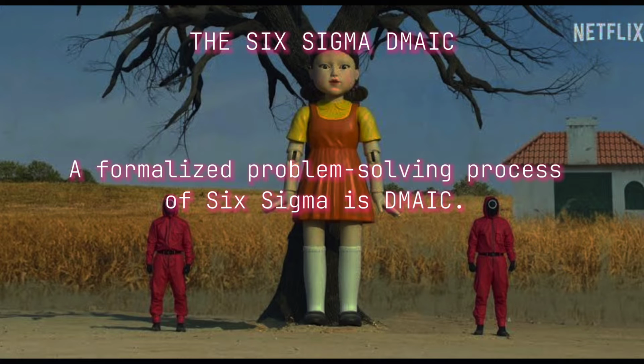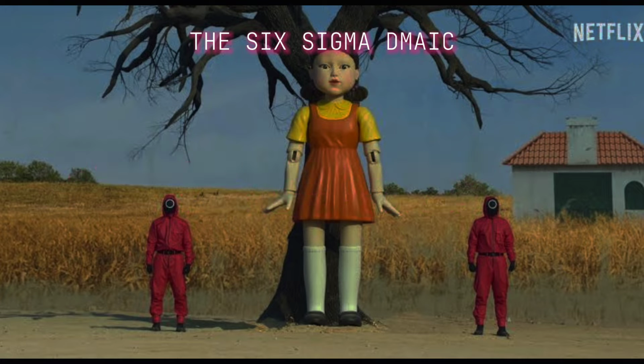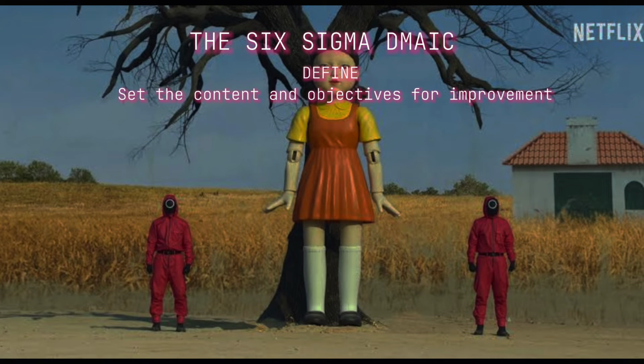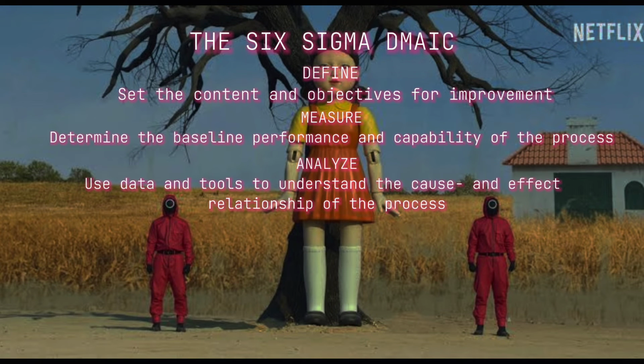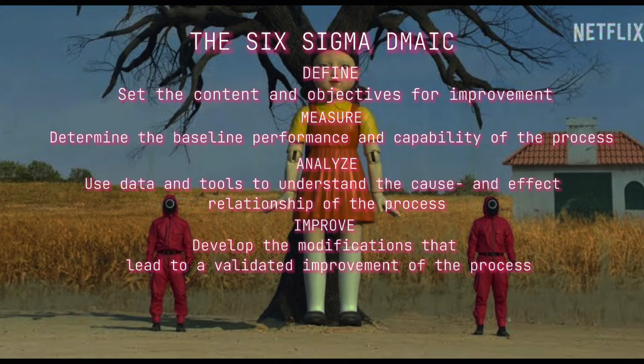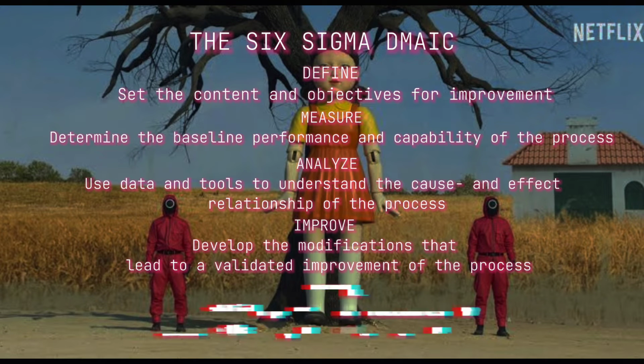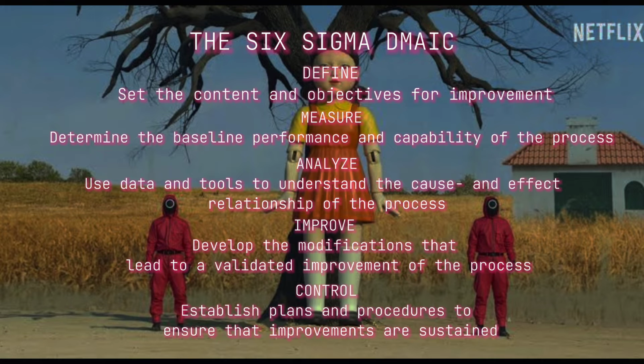Let's break down Six Sigma DMAIC. The steps are: first, Define. Set the context and objectives for improvement. Measure. Determine the baseline performance and capability of the process. Analyze. Use data and tools to understand the cause and effect relationship of the process. Improve. Develop the modifications that lead to a validated improvement of the process. Control. Establish plans and procedures to ensure that improvements are sustained.